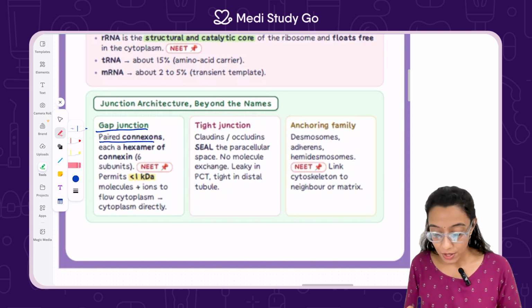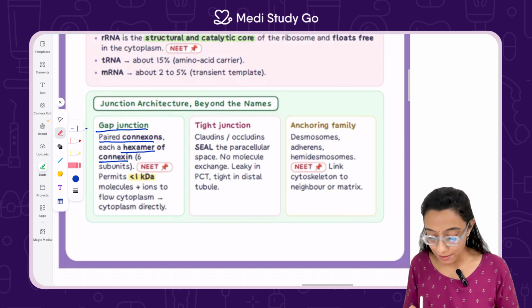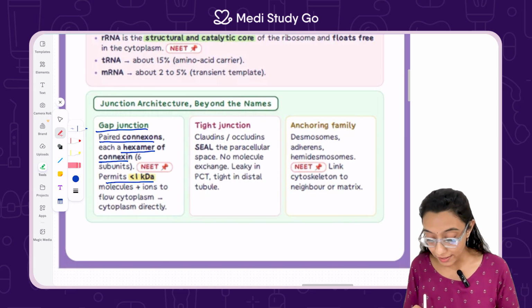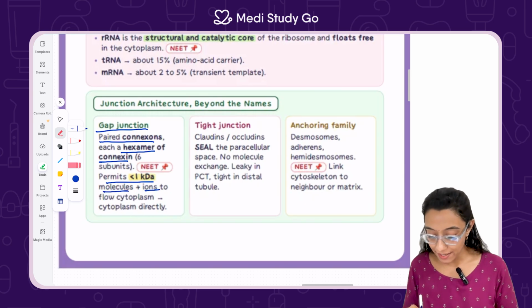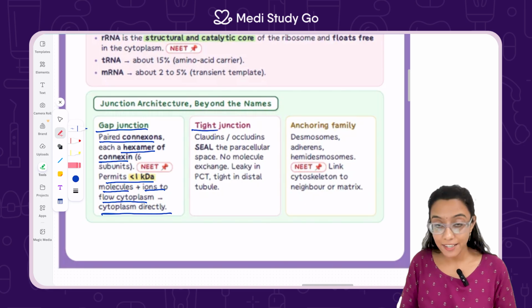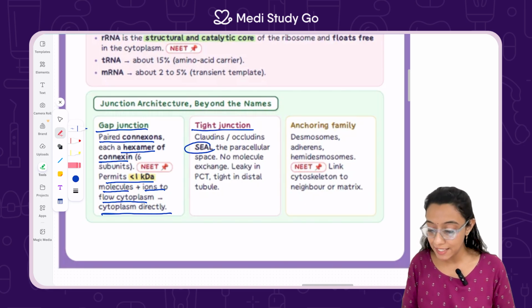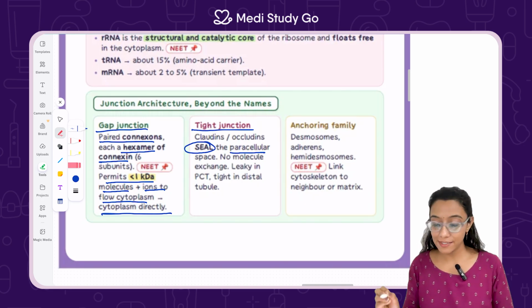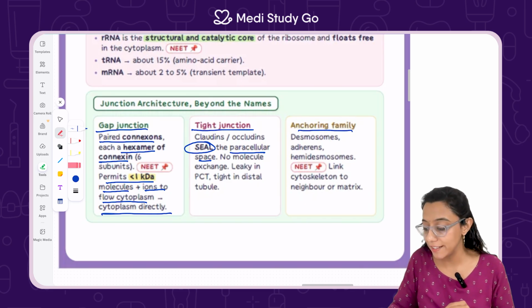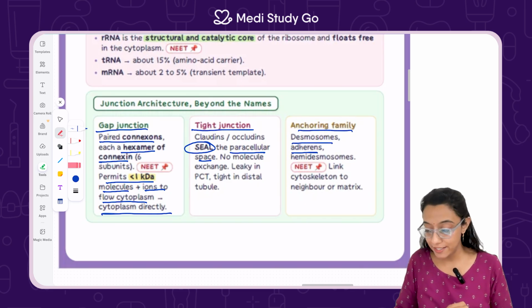A gap junction is a paired connexon, with each being a hexamer of 6 connexin molecules, right? And it permits molecules of less than 1 kilodalton, that's the weight, plus ions to flow from cytoplasm to cytoplasm directly, right? Then there are tight junctions. We discussed these seals which do not allow paracellular transport. Then there is the anchoring family. We already discussed that. That is the Desmosomes and Adherens, right?